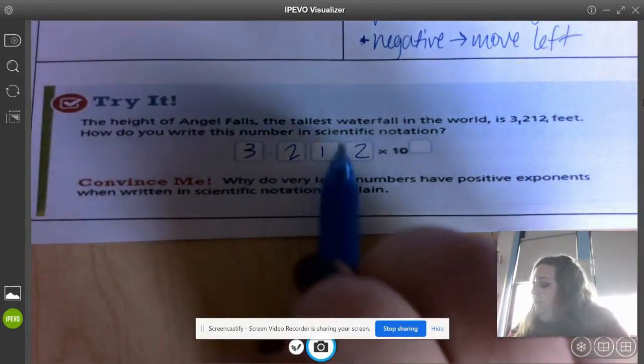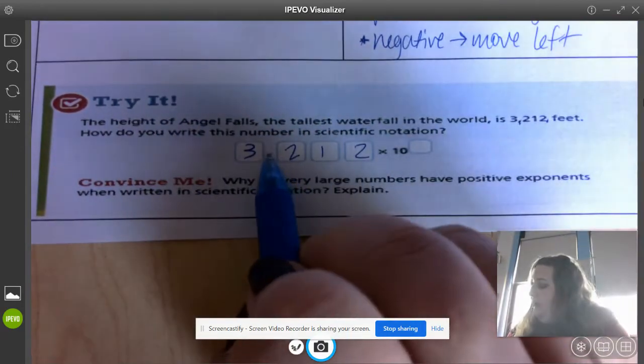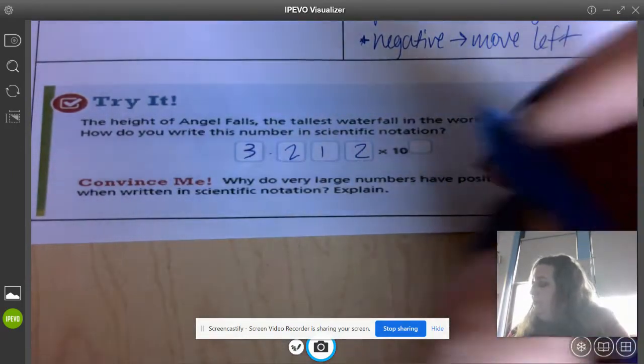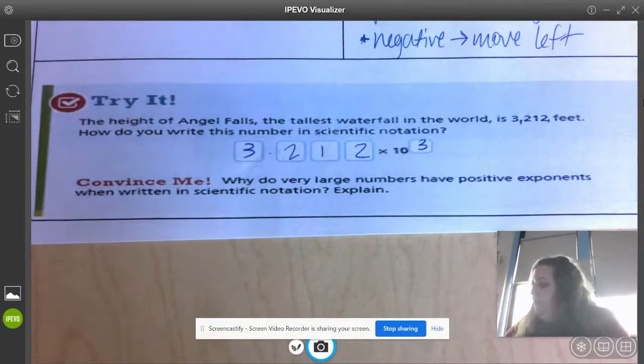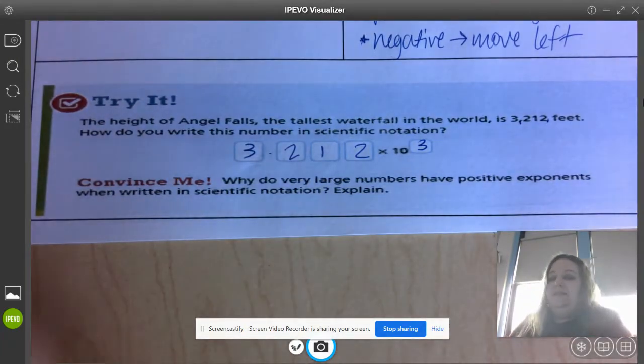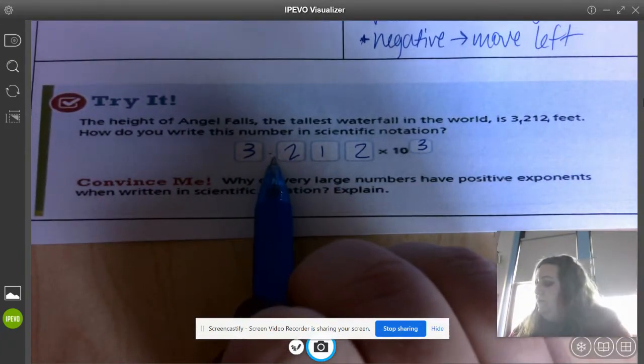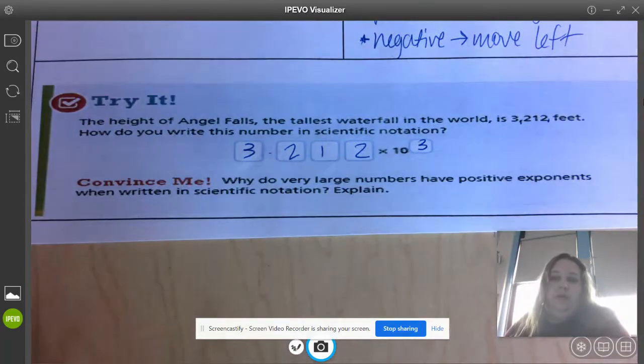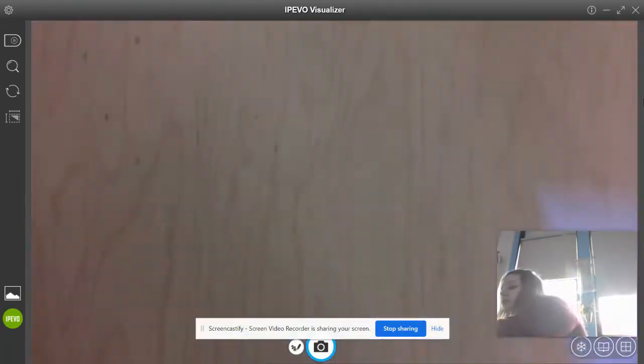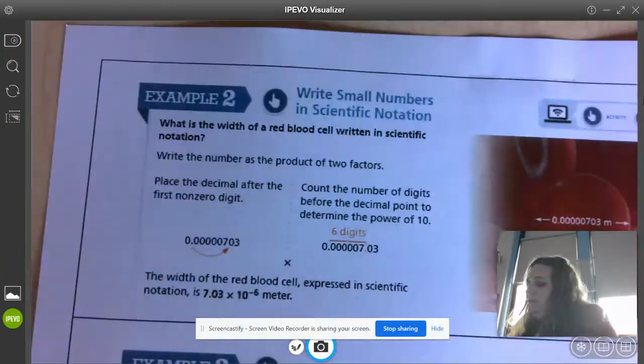Now, in order to get from this back to my original number, I'd have to move it 1, 2, 3. That's how many times I moved it. So it would be to the power of 3. And it's positive because if I was to move this decimal point, I'd have to move it to the right. Okay. Let's go ahead and flip to the back and look at some more examples.